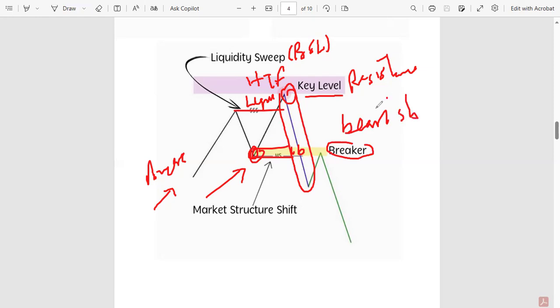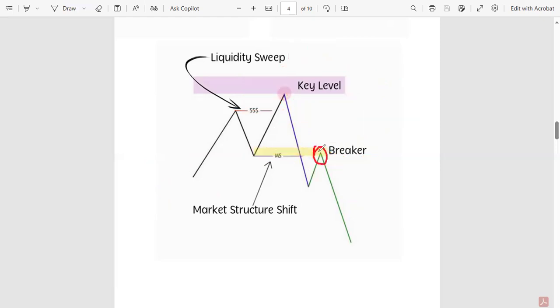Why is it a bearish order block? Because it's going to be responsible for pushing price down, a continuation of the bearish movement. That's why you say it's a bearish breaker block, and that's what you can see here. Price bounced from this breaker block and then continued to go down.